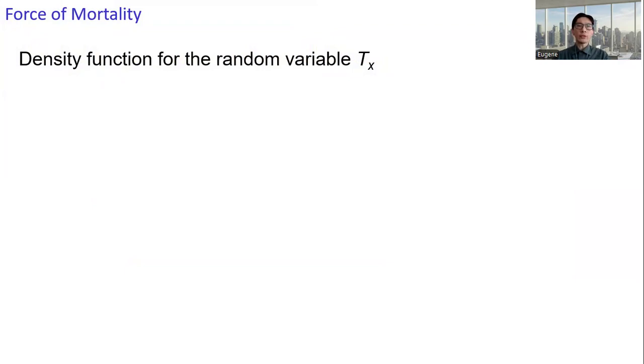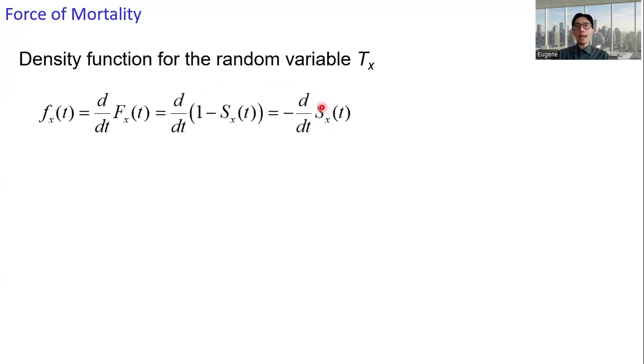The density function for Tx is the derivative of the distribution function, big Fx of t, with respect to t. In terms of the survival function, this equals the negative of dS/dt. In terms of the actuarial notation, the density function equals d(tqx)/dt, or the negative of d(tpx)/dt.